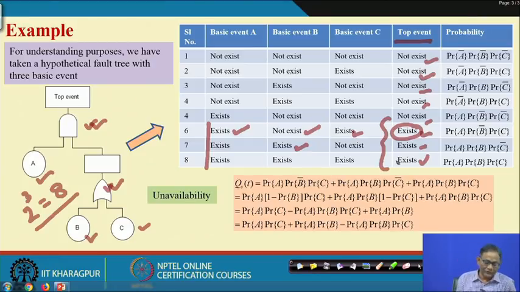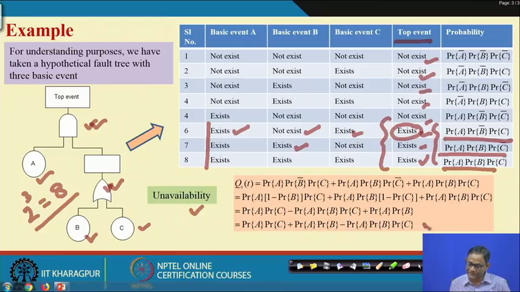Now, because of these two-state components, you know the probability. As they are independent, you are just multiplying those independent event probabilities, and then the system is unavailable when you sum up all those probabilities. Okay, so this is the truth table.